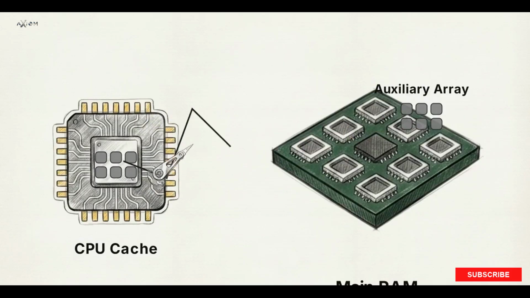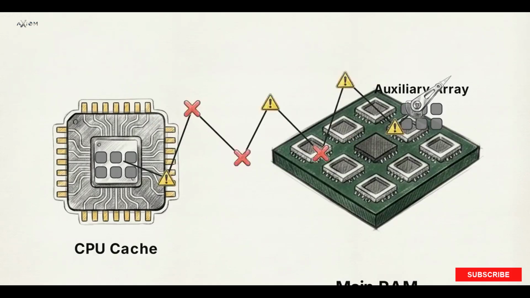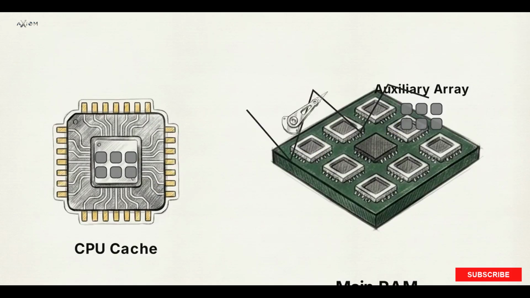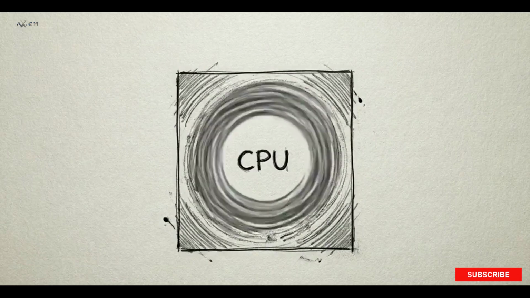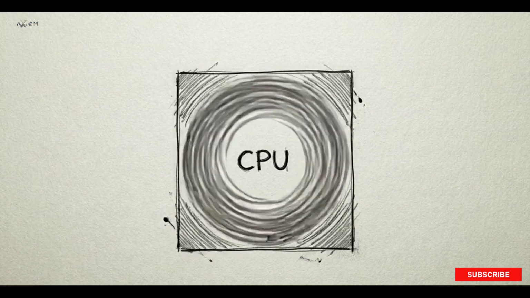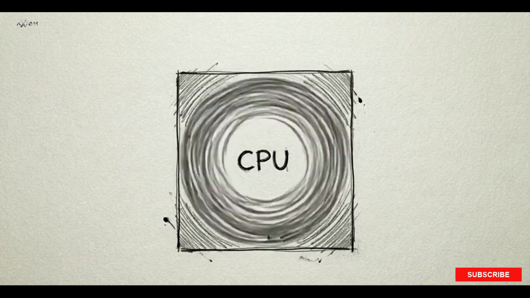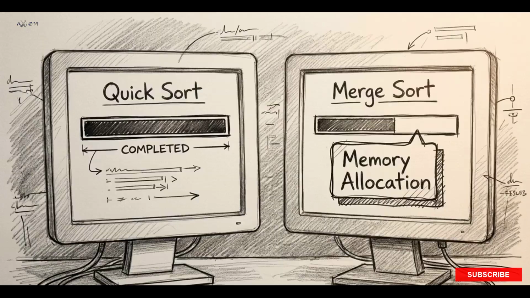Cache locality is a principle where a CPU runs significantly faster when it reads data clustered closely together in physical memory, avoiding slow trips back to the main RAM. Because merge sort requires that auxiliary array, the CPU must constantly jump between two separate physical locations in RAM. This breaks cache locality and causes severe cache misses, stalling the processor.